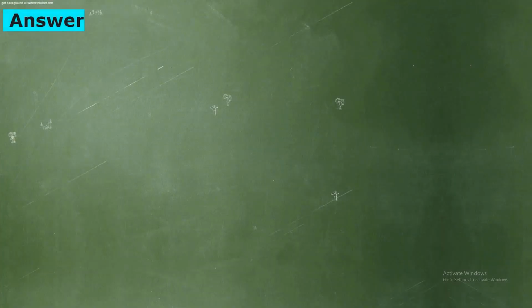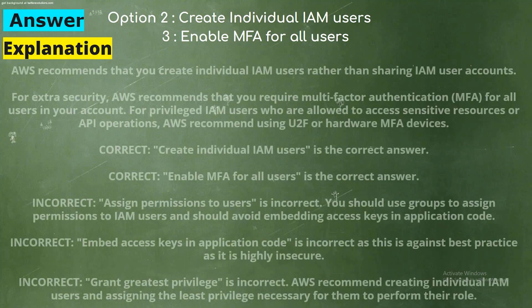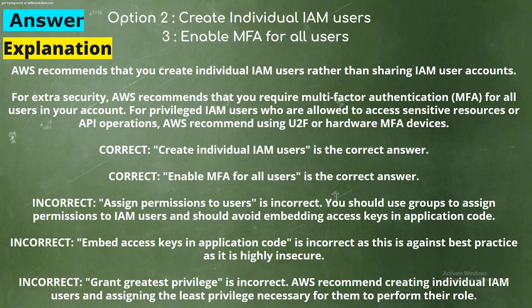And the correct answers are: Option 2. Create individual IAM users. And Option 3. Enable MFA for all users. Explanation. AWS recommends that you create individual IAM users rather than sharing IAM user accounts.